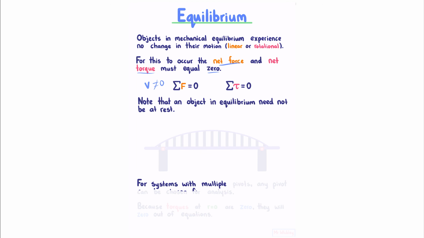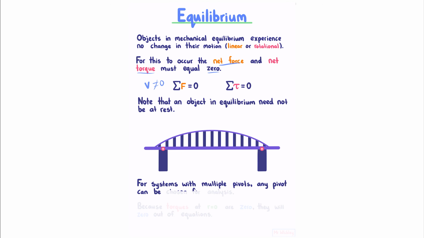For systems with multiple pivots, such as a bridge on 2 supports, any pivot can be chosen for analysis. Note that because torques at r equals 0 are 0, they will zero out of equations. What I mean by that is that we recall that torque is equal to force times radius. If we were to choose our pivot to be here, and wanted to determine the amount of torque provided by the force from this support, because its r is equal to 0, that is that its distance to our pivot is 0, since they're at the same location, this would make r 0 in this equation, which will make the torque 0.